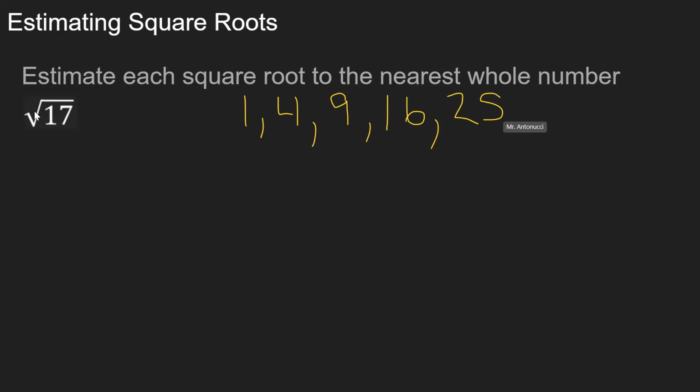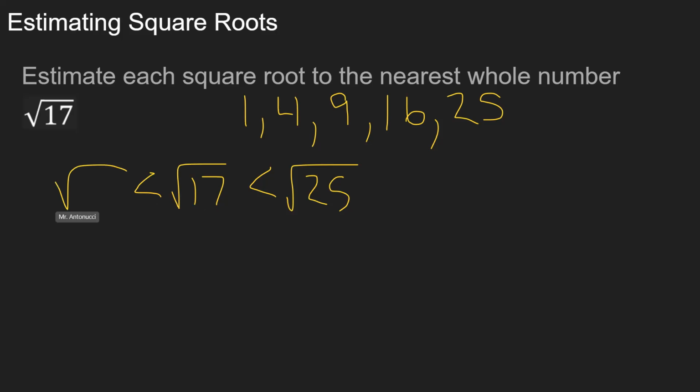So if I'm trying to take the square root of 17, 17 is between 16 and 25. So the square root of 17 has got to be less than the square root of 25, and it's got to be greater than the square root of 16. Now, I know you could just pump that into your calculator and get the answer right there. But that's not what we're going to do, because we're going to try to do this without a calculator. Sometimes you're not allowed to use a calculator on problems.